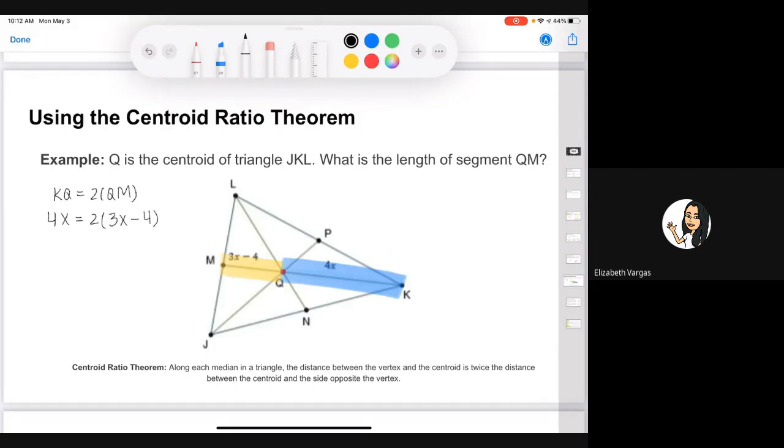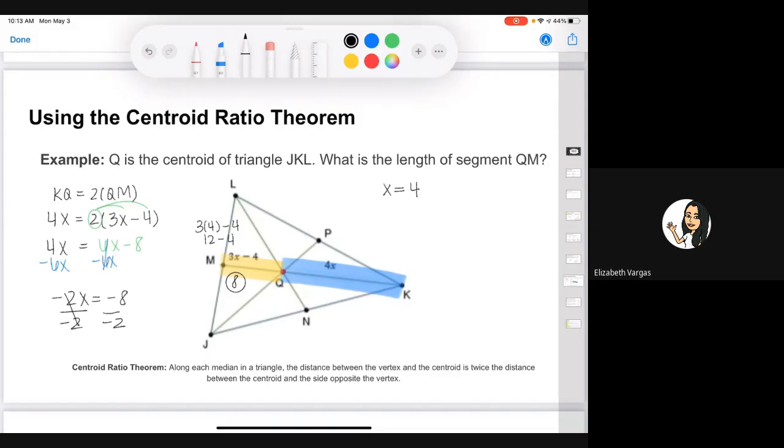You can do it in your calculator or you can do it algebraically. If you were to do it algebraically, you would multiply here on both sides. Okay, now you want to go ahead and move 6x over. So negative 2x equals negative 8. Divide by 2 on both sides. X is equal to 4, and now you're just plugging 4 back in to find the distance of QM. So 3 times 4 minus 4. Plug that into your calculator. That's just 12 minus 4. So this distance is 8.